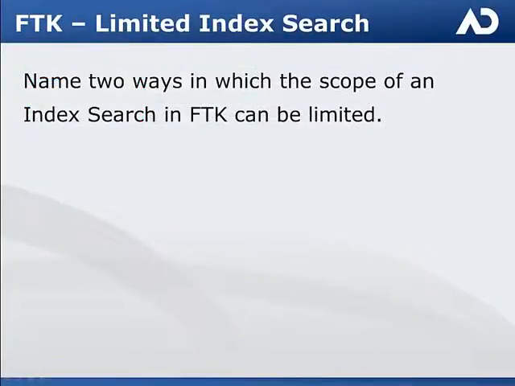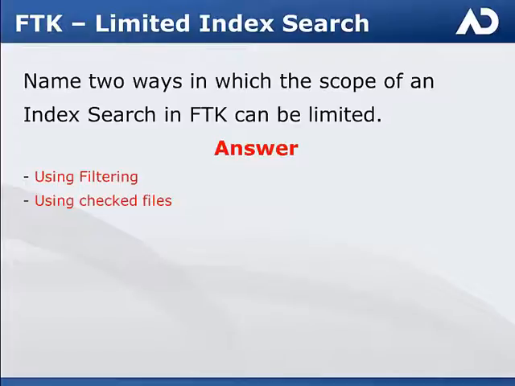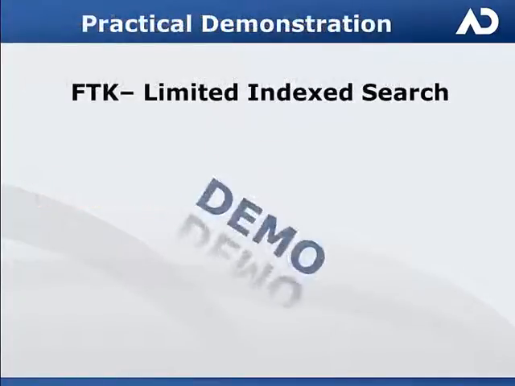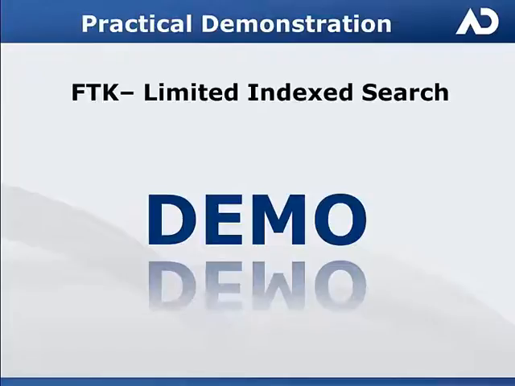Name two ways in which the scope of an indexed search in FTK can be limited. The answer: you can use filtering to accomplish that, or you could also use checked files. Let's take a look at limiting our index searches in the tool.